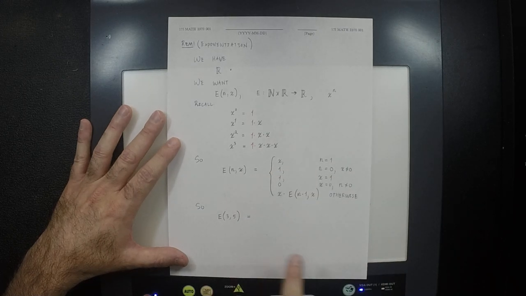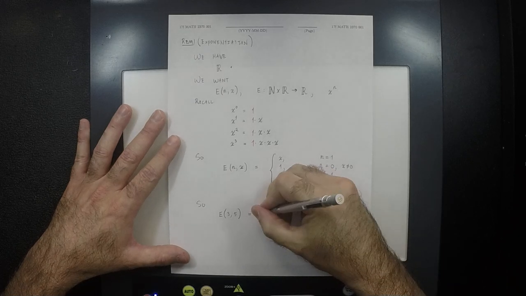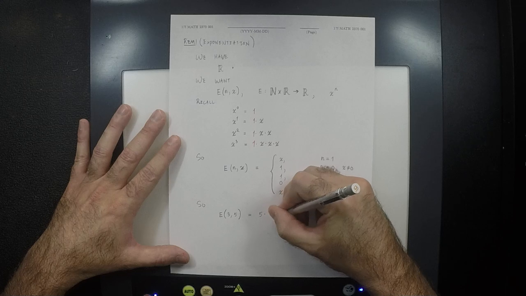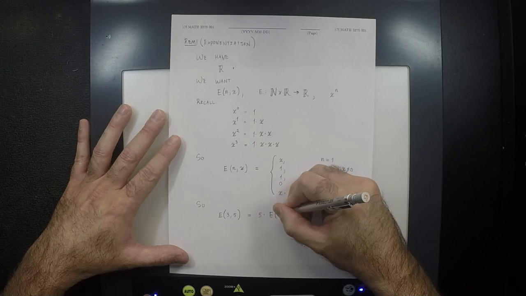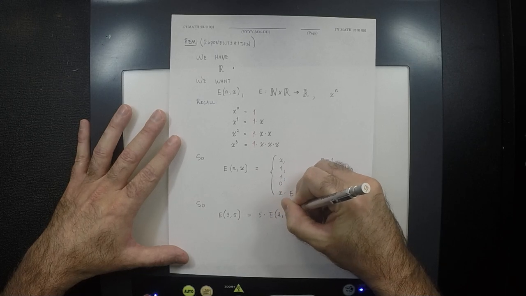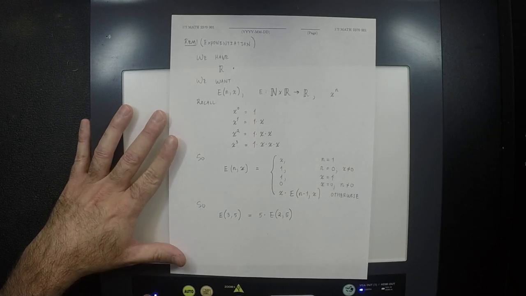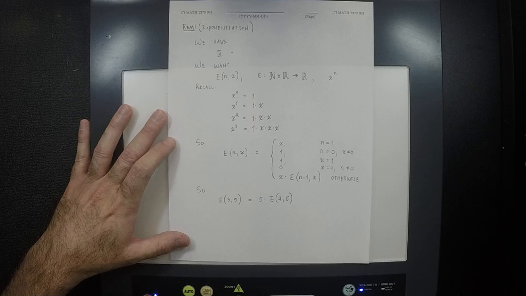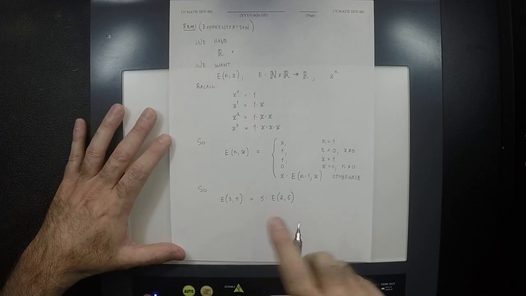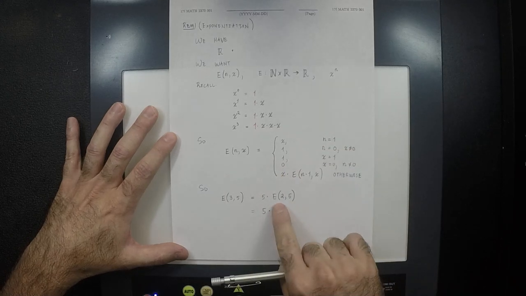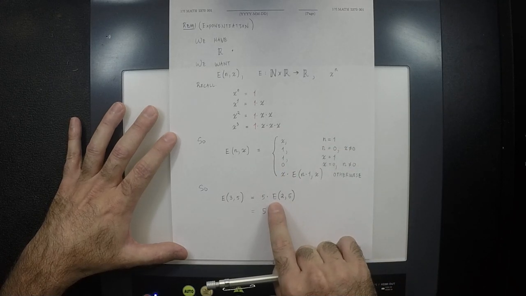So for 3 and 5, we're in the otherwise case, which means that it is the second argument multiplied by the function evaluated at the predecessor of the first argument and the second argument. Okay, so have we made it all the way to the end yet? Not yet, because we've still got the e thingy. So then this would be 5 multiplied by, what is e of 2 and 5?